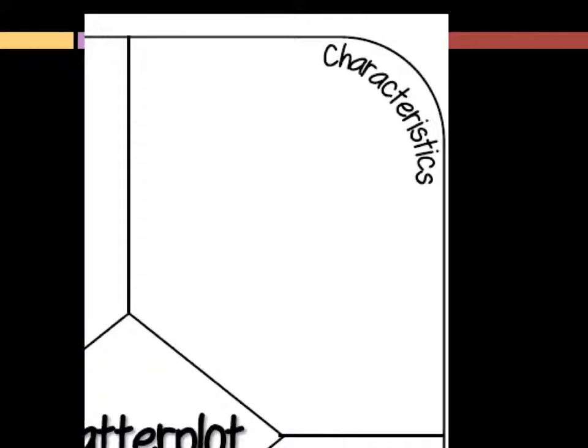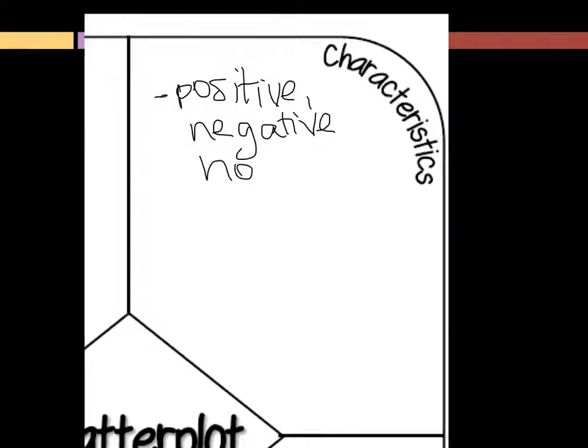In class and on the video last week, we talked about our correlations. Our characteristics include positive, negative, or no correlation. Remember that a positive correlation is increasing from left to right, a negative correlation is decreasing from left to right, and no correlation, there is no pattern in the graph that shows us if it's increasing or decreasing.